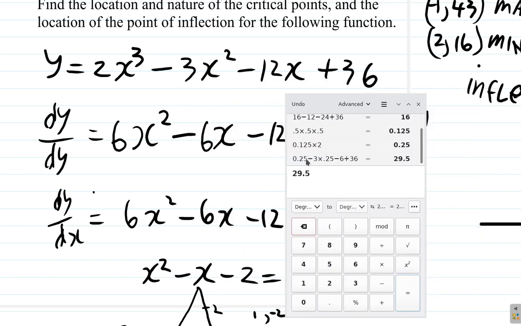So we have 2 times half, x is half, half cubed is 1/8, 2 over 8 is a quarter, so it's 0.25, minus 3 times 0.25, which is half squared, 0.5 squared, minus 12 by half, which is 6, plus 36, right? We have 29.5, good.